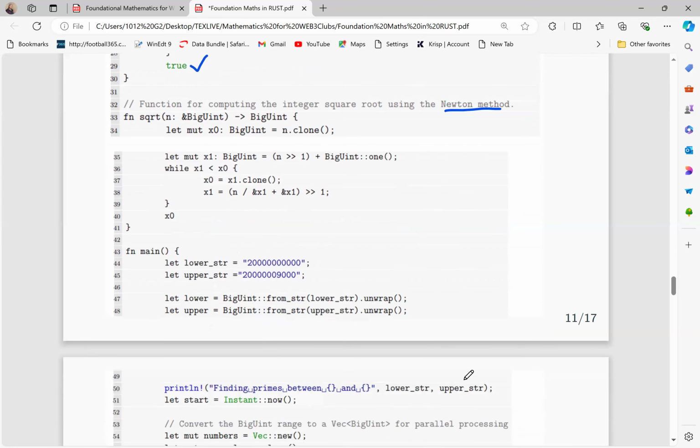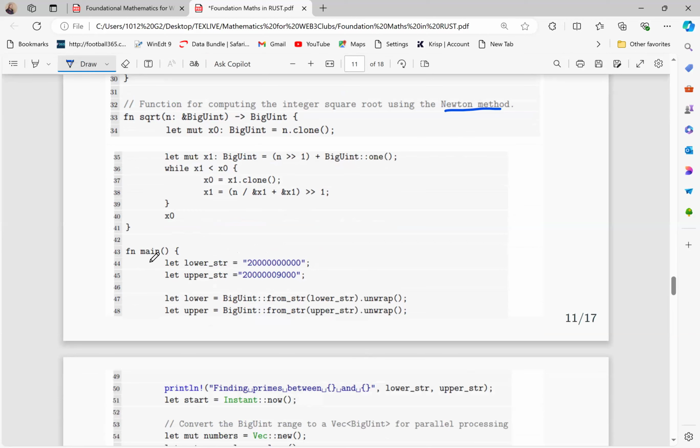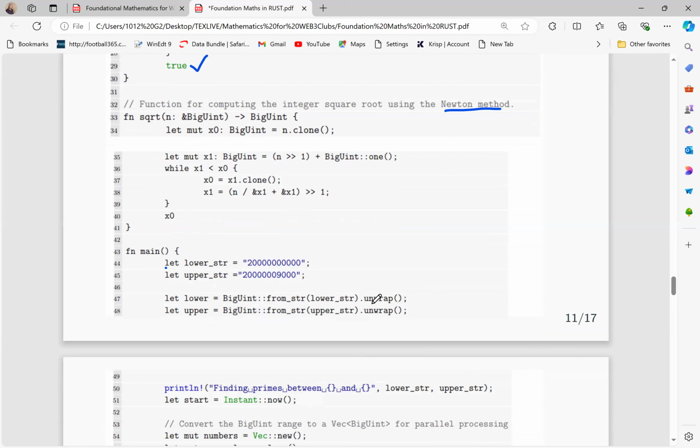Now the main is here. You set the lower limit and then set the upper limit. Of course, we had said that if the lower limit is larger than the upper limit, then you must get a message saying that the range is not valid.